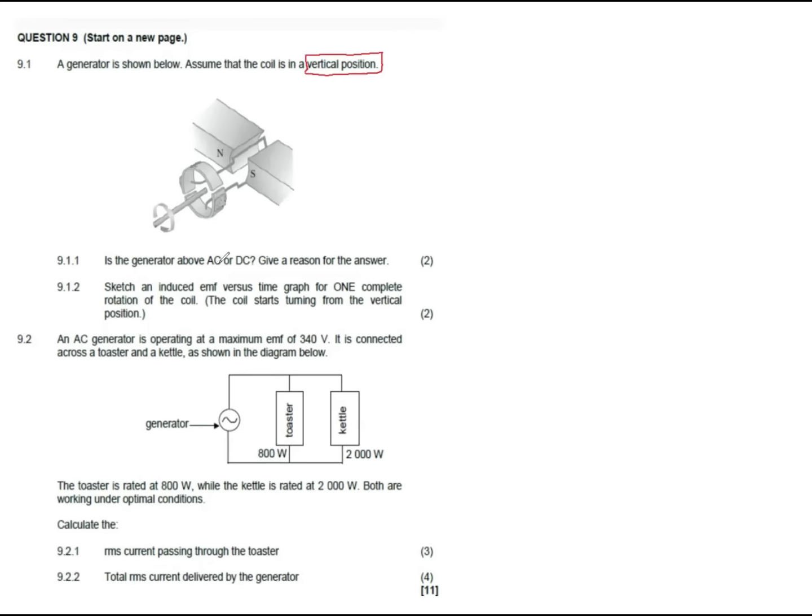9.1.1 says, is the generator above AC or DC? Now, looking at this, we can see that obviously this would have to be what? Split ring, right? So this is a split ring. So we give a reason for the answer. So for 9.1.1, we want to say this is a DC. And then our reason is that it has split rings. You can see that there is a gap in between the rings there.